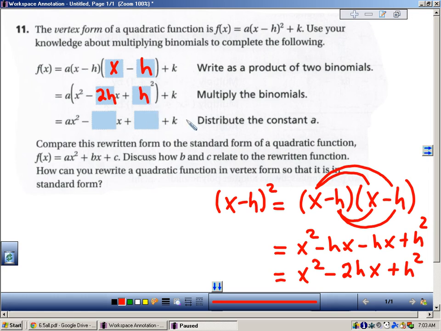Okay. Then it says to distribute the constant a. And so if you were to multiply through by a, here, you end up with a 2hx. Well, it should be written this way. 2ah, and this should be written as ah squared. Okay. Plus k. All right. Now, barring any mistakes, let's answer the next portion of this question here.